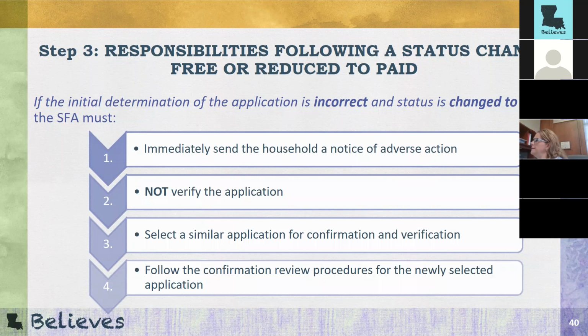If the initial determination of the application is incorrect and the status is changed to paid, the SFA must immediately send the household a notice of adverse action, not verify the application, select a similar application for confirmation and verification, and follow the confirmation review procedures for the newly selected application.